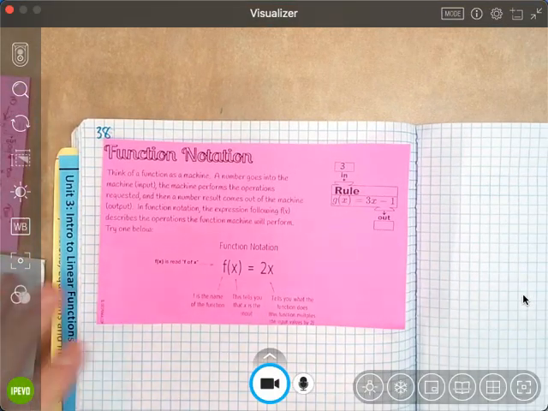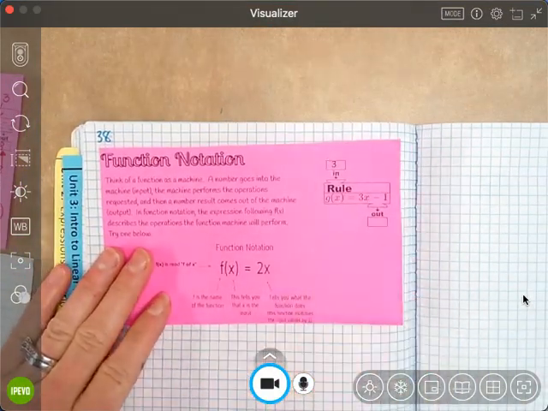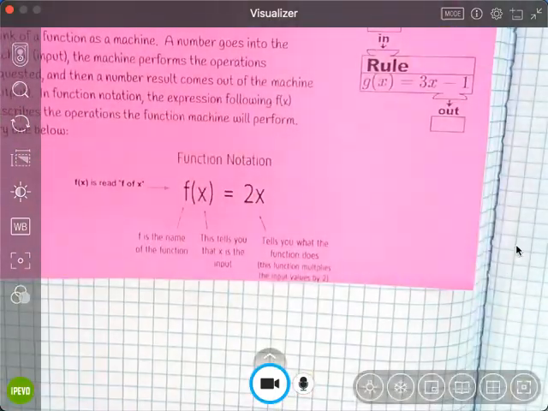Let's look at our notes for today. We are learning about function notation. So I'm going to read this to you.